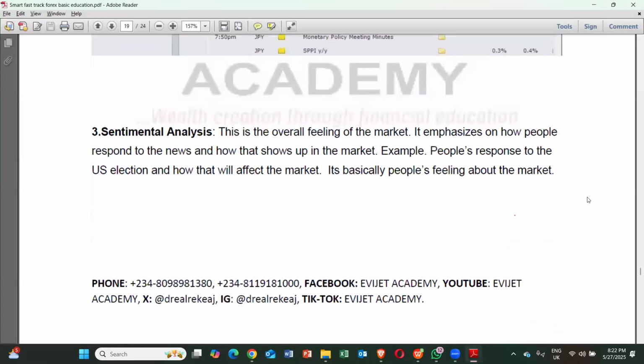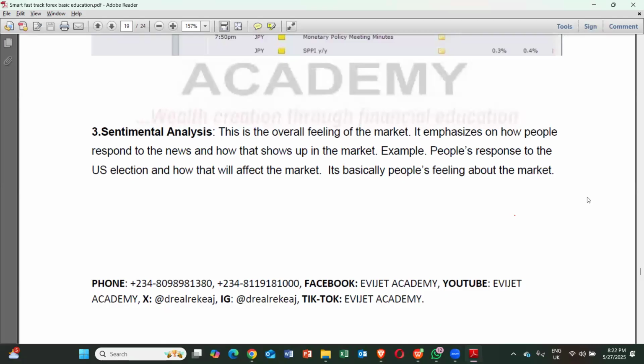Sentimental is the overall feeling of the market. It emphasizes how people respond to news and how they show up in the market. For example, people respond to the US election and how that will affect the market. It's basically people's feeling about the market. You just look at the word sentiment. What's your own feeling about this news?